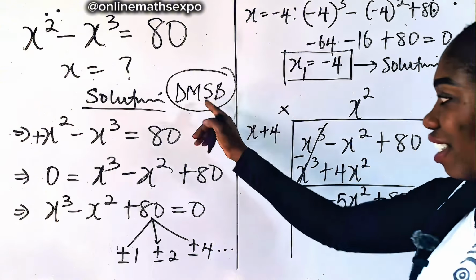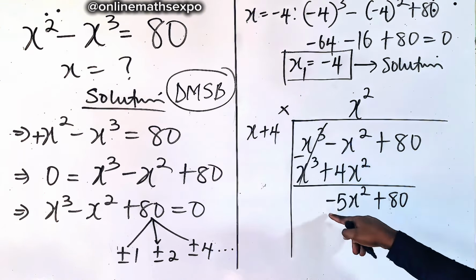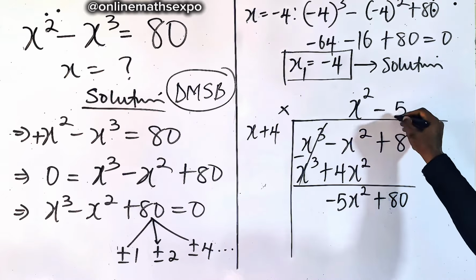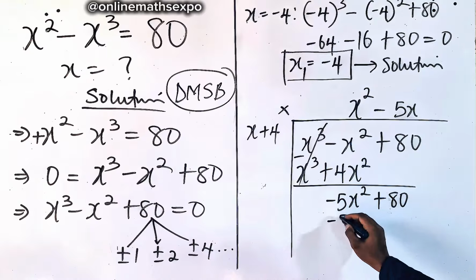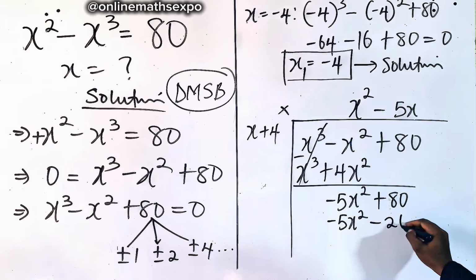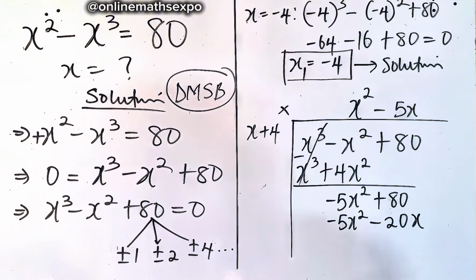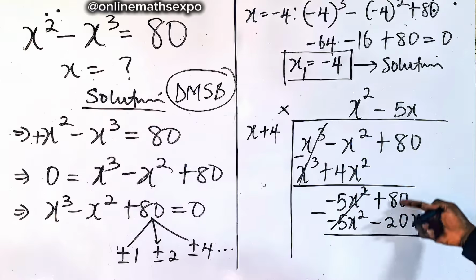Then bring down your 80. Repeat the cycle again. So you use the first to divide this. Use x to divide this. It gives us negative 5x. Multiply the whole. We have negative 5x squared. Multiply this, you have negative 20x. Now what do we do? Subtract. So we subtract this. This goes off. Now you cannot subtract this.